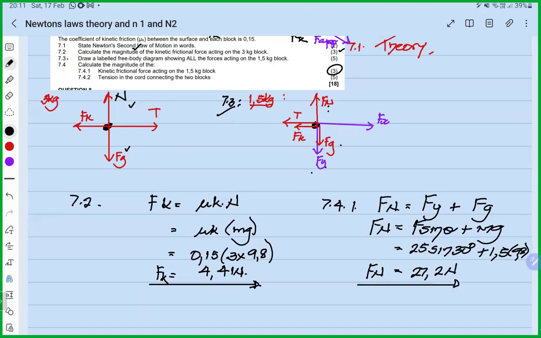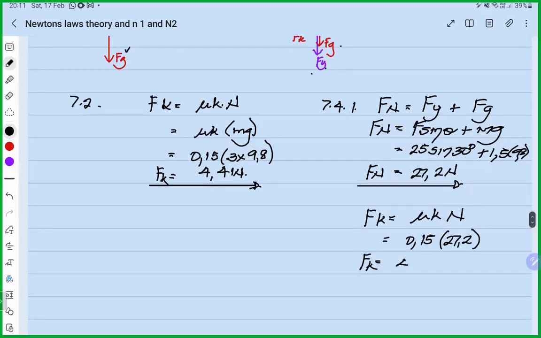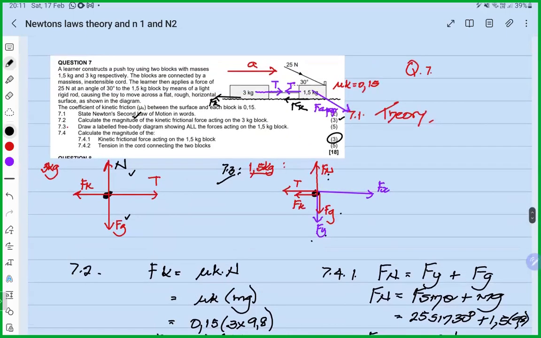Now that we've got the normal, we can proceed to calculating the kinetic friction, which is going to be your mu k times your N, which is 0.15 multiplied by 27.2. Kinetic friction now, please. 4.08. So although the coefficients of kinetic friction were the same, the kinetic frictional forces were different for 2 reasons: different masses, and you had a y component acting downwards.